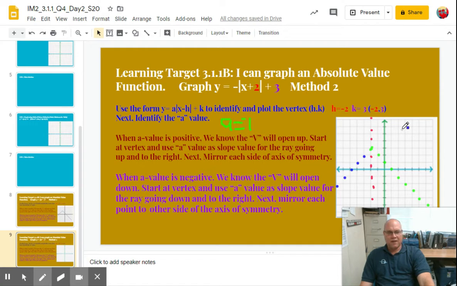So this is a way I think a lot of students like this method. I want you to see the table of values method first, and then if you can incorporate this, great. If you're not comfortable with this method, that'll be okay. I just want you to be able to graph it whichever way works best for you.